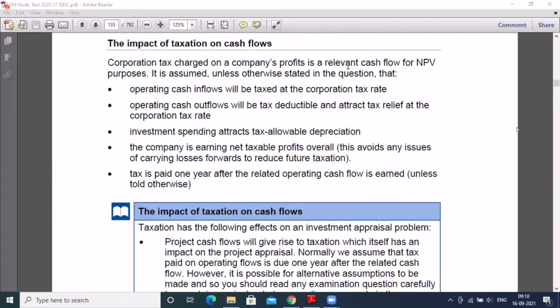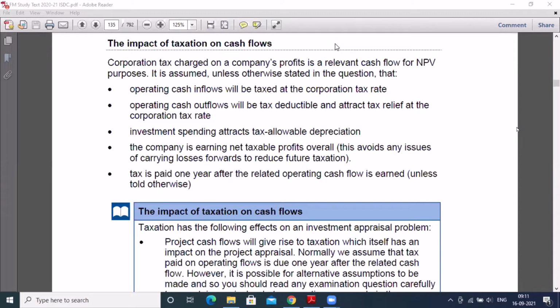Now, investment spending attracts tax allowable depreciation. Suppose a company purchases any asset, as in the previous case, the company purchased a machine. Now, the depreciation on the machine can be considered as tax allowable. It means we can claim tax relief on the depreciation. How to claim, we'll discuss with an illustration. But do remember that if you purchase an asset or if you invest, we can consider the depreciation for tax purposes. And the next one, the company is earning net taxable profit overall.